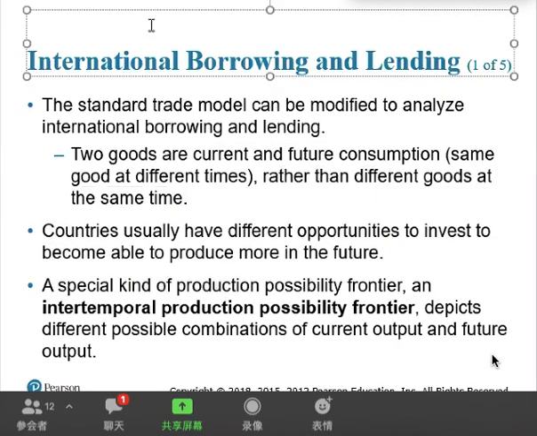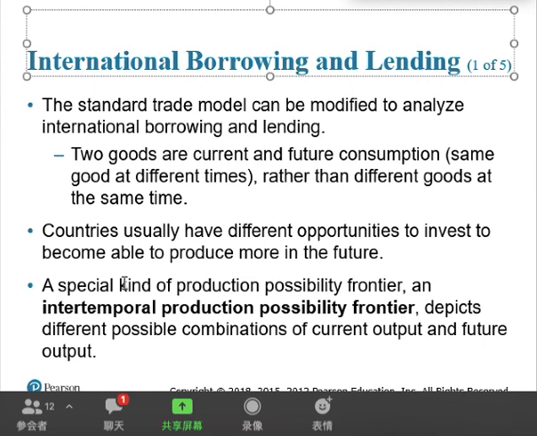The standard trade model can be modified to analyze international borrowing and lending. We have two goods here, but forget about food and clothes production. Now we have a current good and a future good. This is the same good, but the time is now and the future. So the two goods are current consumption and future consumption. Same good, and this is how the model is set up. So don't worry about it. Forget about everything we have learned. Now we are looking at international borrowing, right?